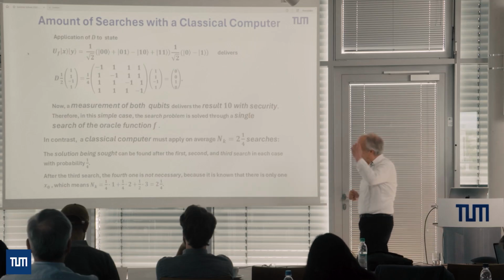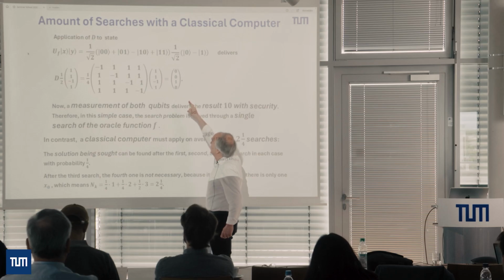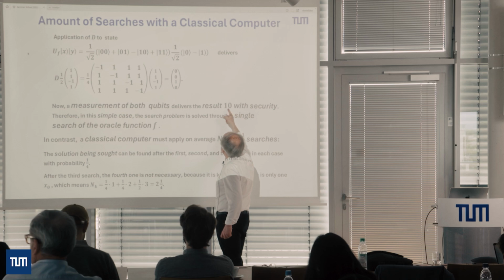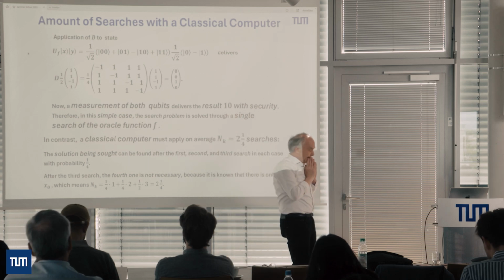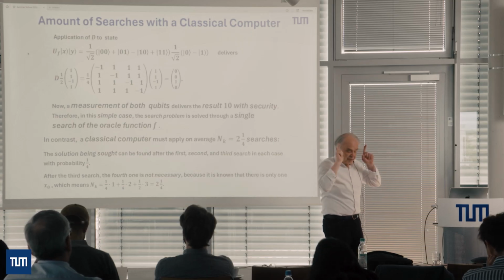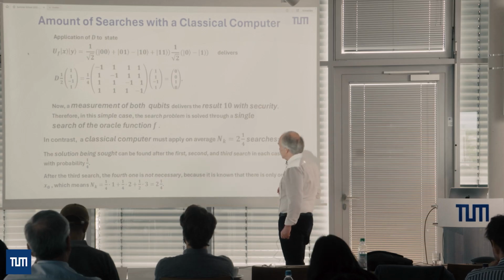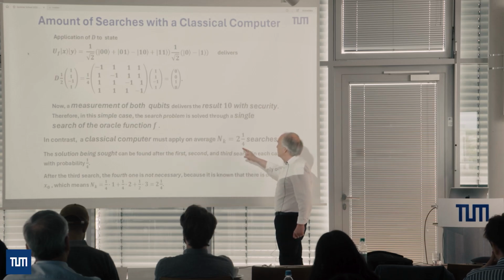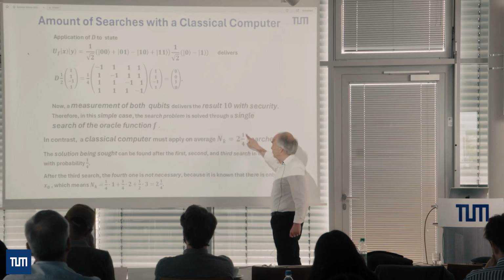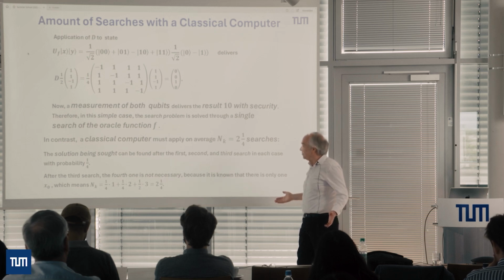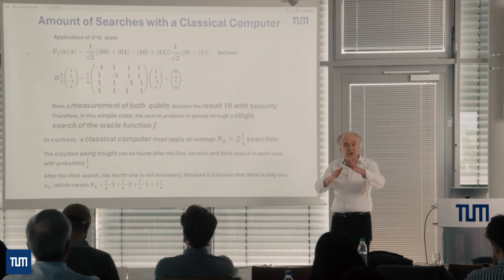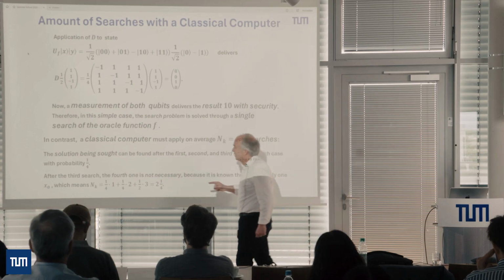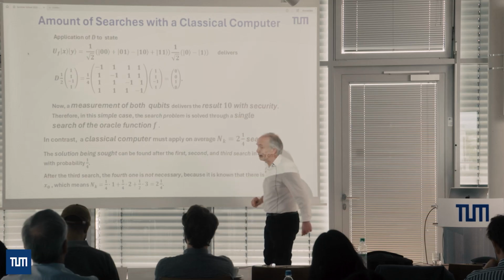Now, if you calculate this application of this matrix, you get the four-dimensional vector here, which corresponds to the qubit which we assumed, namely 0, 1. So that demonstrates here in this example that only one application of the oracle function leads to the result. And that is quite different from the classical situation, because in this case you need on average 2 1/4 searches. That is a simple idea, because the solution being sought here can be found after the first, second, and the third search step, in each case with the same probability, 1/4. And if you sum up these possibilities, then you get 2 1/4.